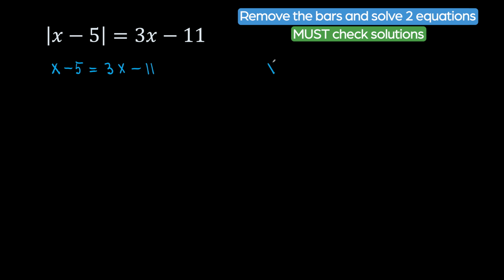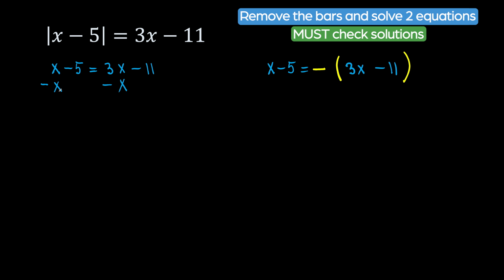And x minus 5 is equal to, put a negative in front of the right side and use the parentheses. So the negative is applied to the entire right side, not just 3x. Now let's solve these equations. Solve it however you're comfortable. I am going to subtract x from both sides.